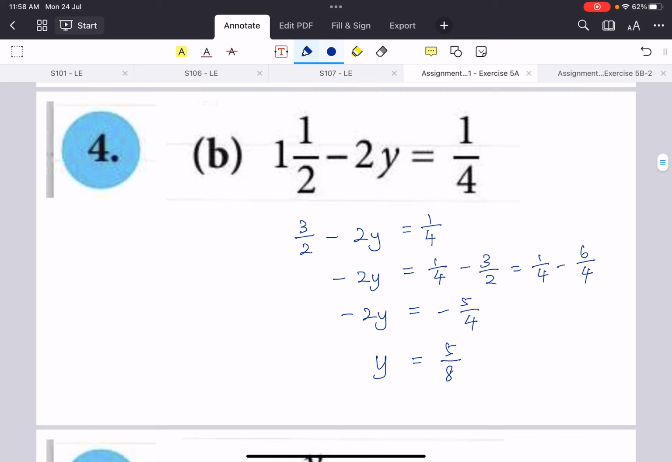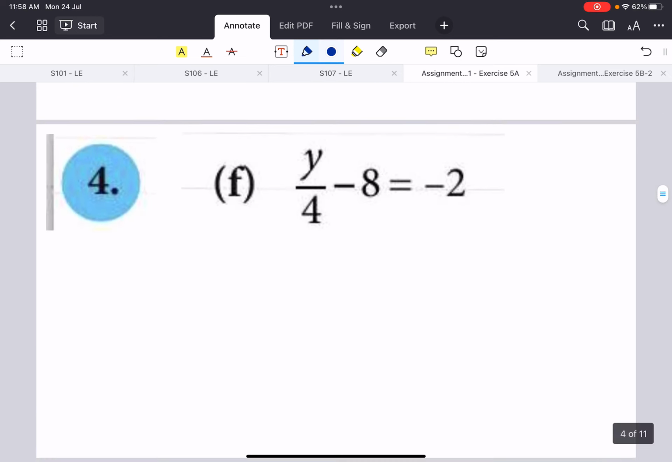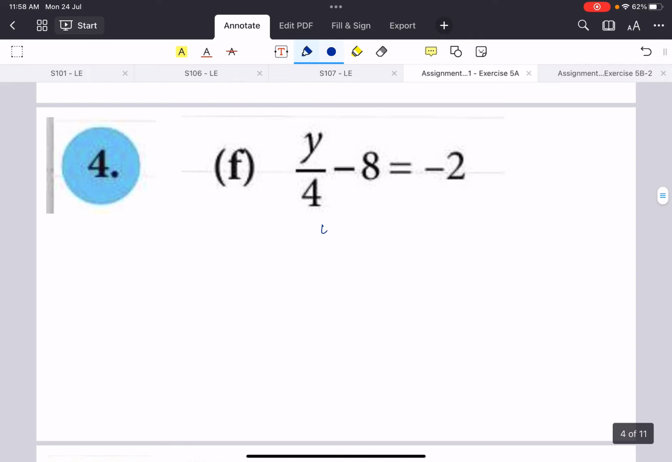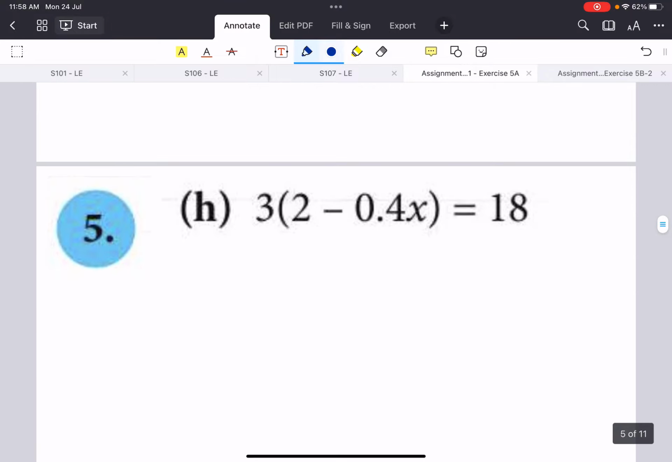All good? Right, let's move on to the next question. In the next question, we can begin by adding 8 on both sides. So negative 2 plus 8 is 6. So then we multiply by 4 on both sides. That gives us 24. Right? So I hope we have been successful so far. Let's go on. Here's the next example.